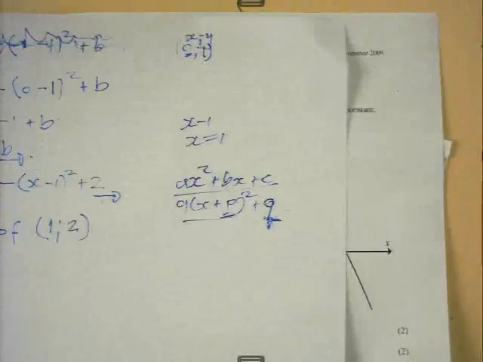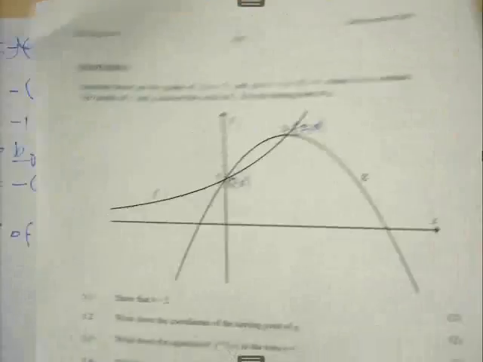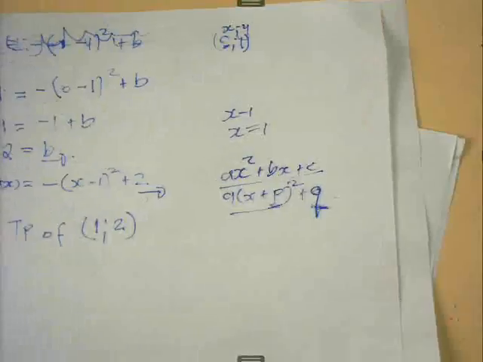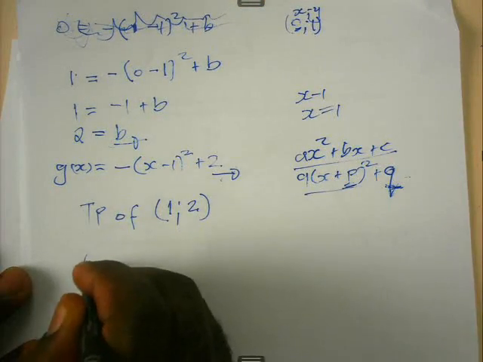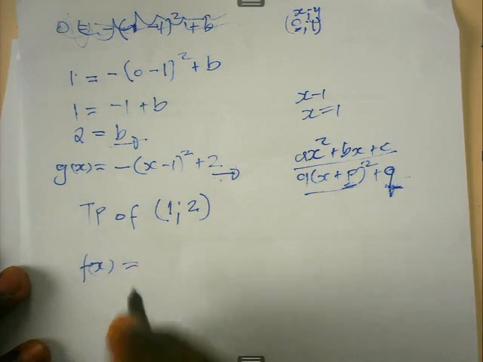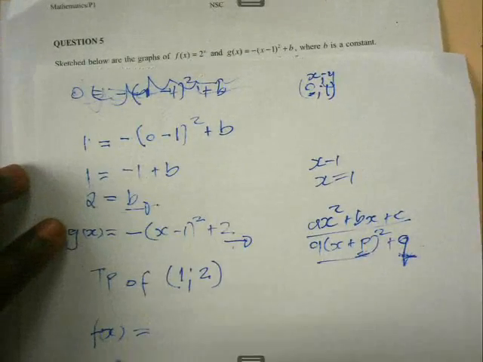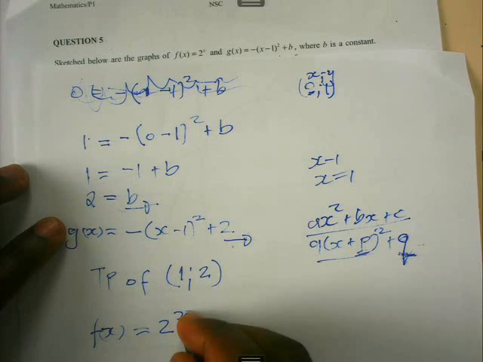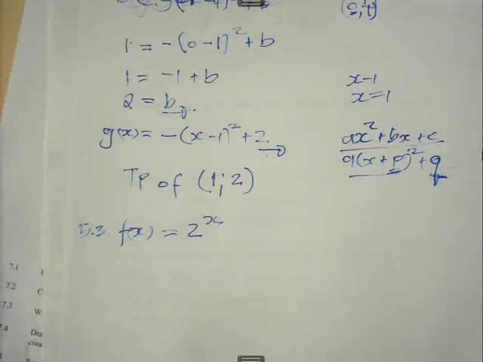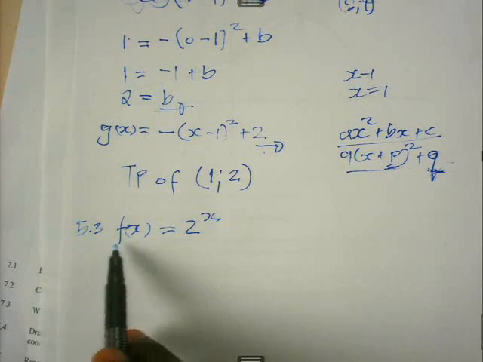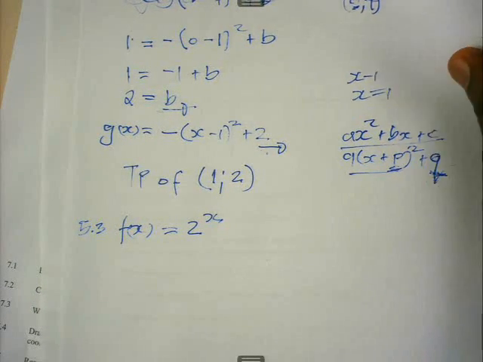Now, let's have a look. What is our f of x? For us, f of x is equal to 2 to the power of x. That is when we are answering 5.3. In answering 5.3, f of x is equal to 2 to the power of x.